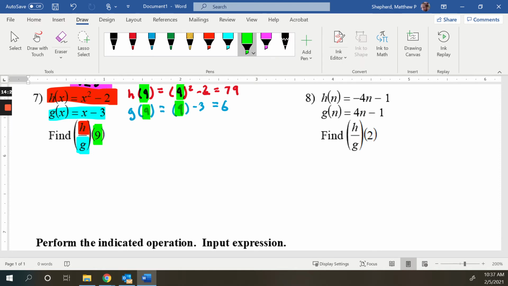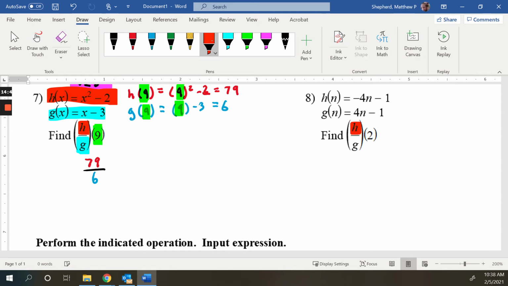So we know h of 9, we know g of 9. So this statement right here is going to become 79 over 6. I don't see a number that both of those are divisible by, so I'm done.